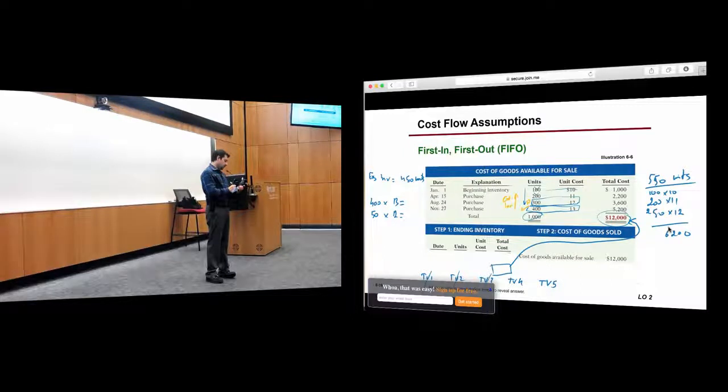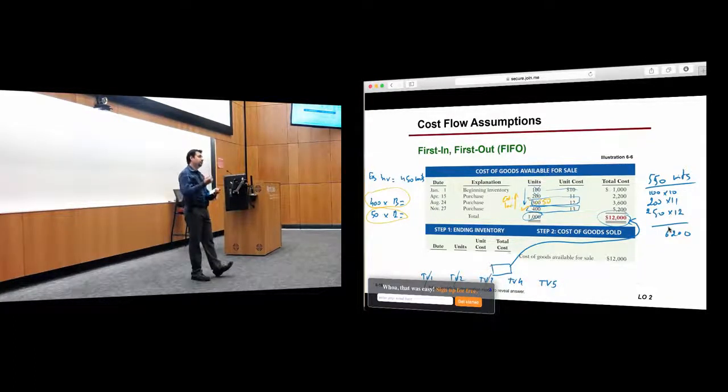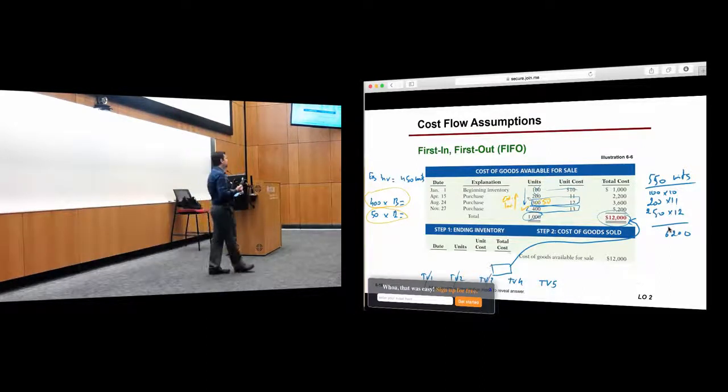So you start with this one. Here we needed to use 50. Remember it was 400 and then 50. So the ones that will remain will be the 400 and then the 50 from the previous one. Why is that? If you look at it from the other side, from the cost of goods sold, we sold 550 units. Where did we get the 550 units from?